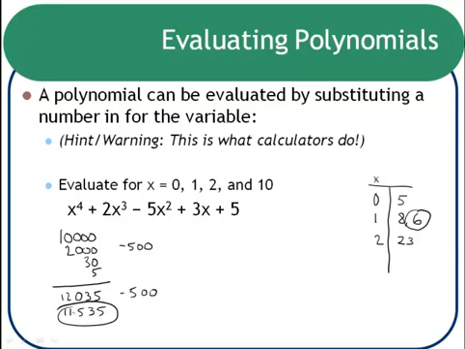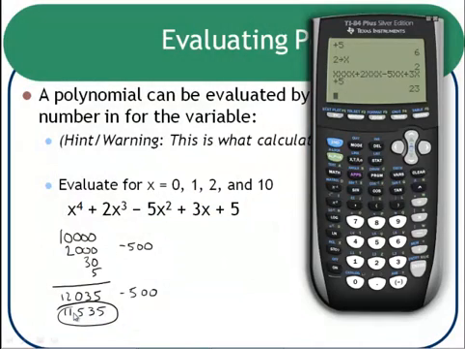And let's confirm that with the calculator quick. Remember, we'll store 10 in for x. Oops, we got the store button. Store into x. And then I'll hit second enter twice to go back through and see what that answer was again. And it does indeed give me 11,535.